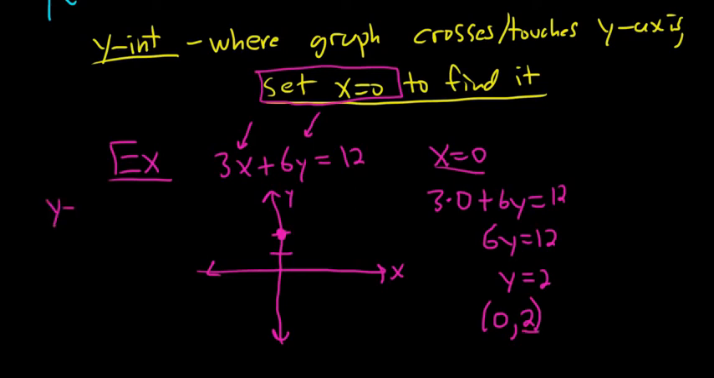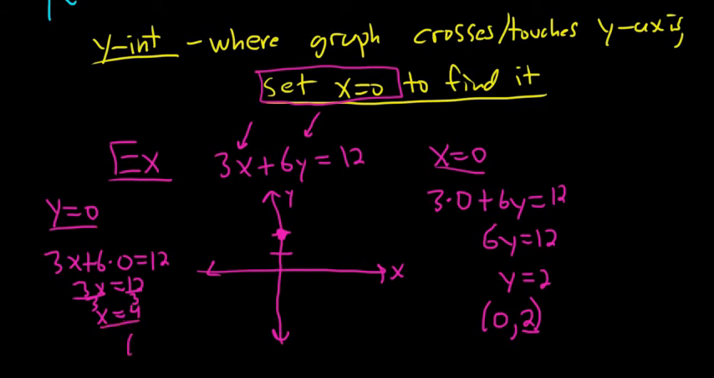If you do y equals 0, you get 3x plus 6 times 0 equals 12. So you get 3x equals 12. So you get x equals 4, because you divide by 3, right? So when y is 0, x is 4. So you get the point 4, 0. So boom, 1, 2, 3, 4, put a dot, then you connect the dots, and you have your straight line.